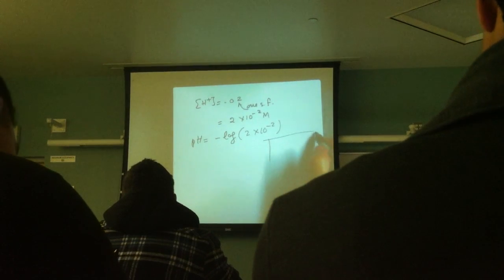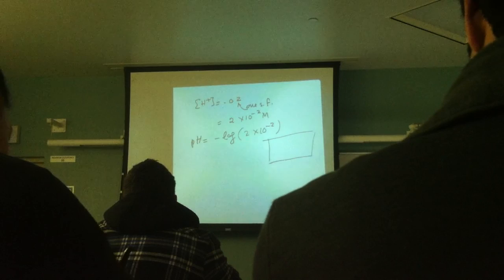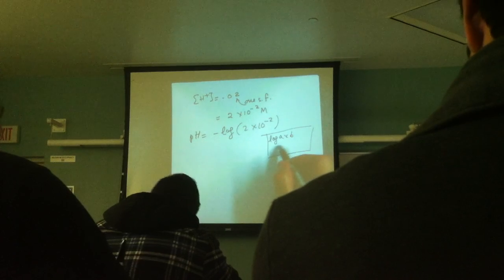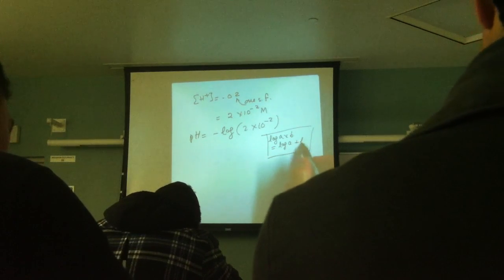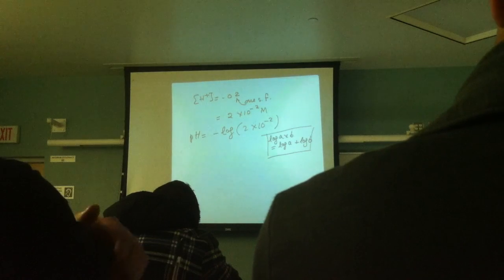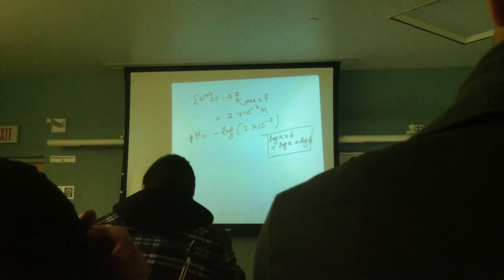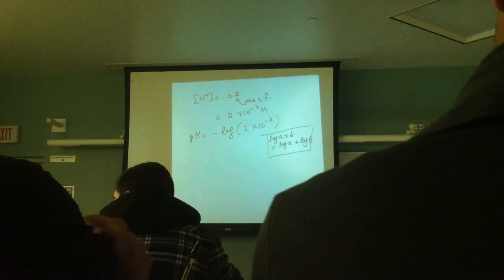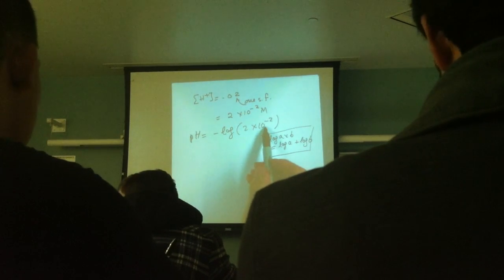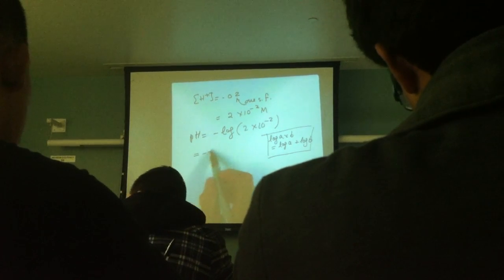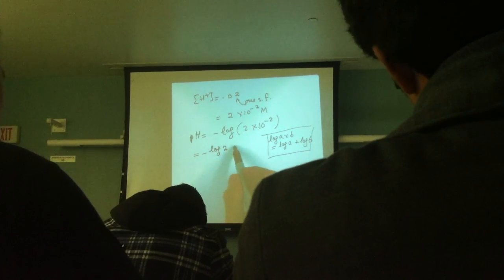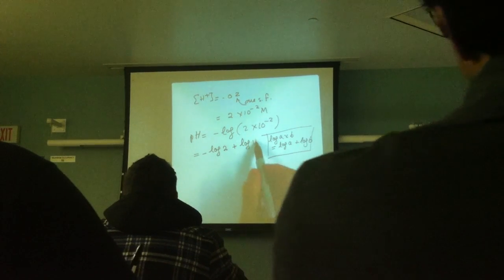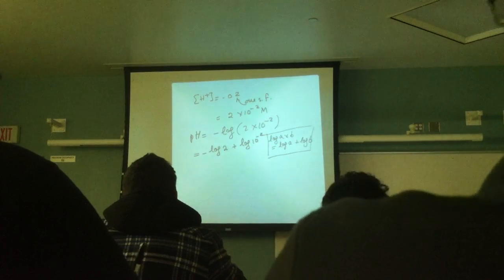My teacher in math, every once in a while I step out and I remember what my teacher told me. Log A times B is equal to log A plus log B. I hope you remember that from your math. That's not chemistry now, that's the math. Log A times B is the same as log A plus log B. Do I have A times B? Yes. So this is equal to negative log 2 plus log 10 to the negative 2. That's A, that's B.